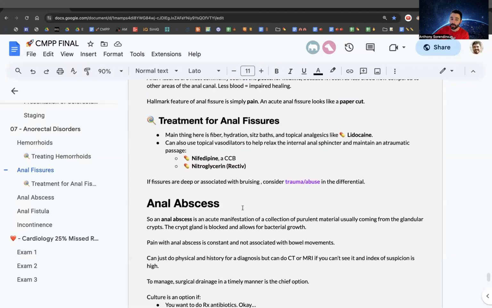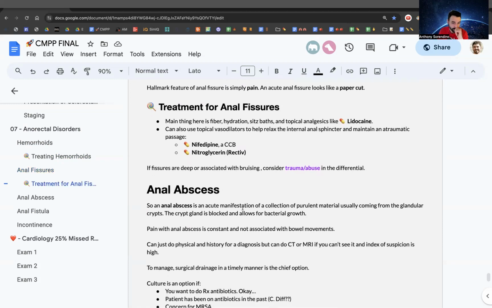How are we going to treat it? Supportive stuff, fiber, hydration. We can do a sitz bath, and we can use a topical analgesic like lidocaine. Probably don't want to use it longer than a week. We can also use topical vasodilators. So nifedipine, that's a calcium channel blocker. We can use it topically to vasodilate and help maintain an atraumatic passage. You can use nitroglycerin as well. But again, these are topical. Totally a question here: if fissures are deep or associated with bruising, you should consider trauma or abuse in your differential.